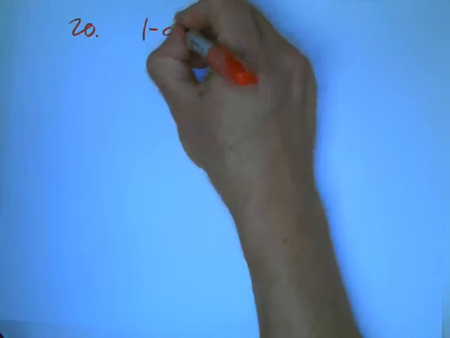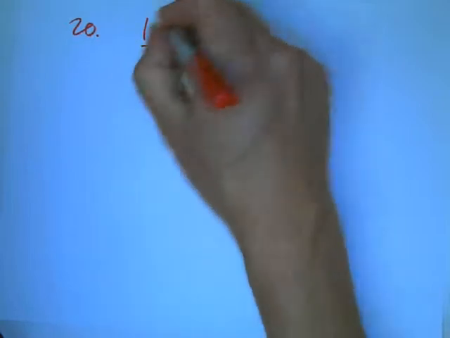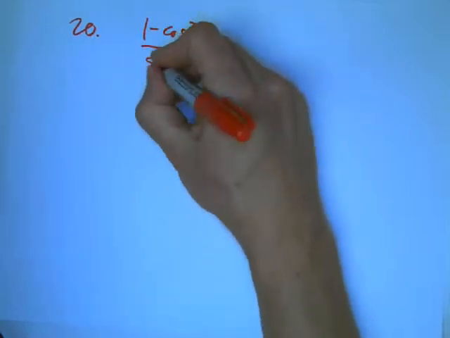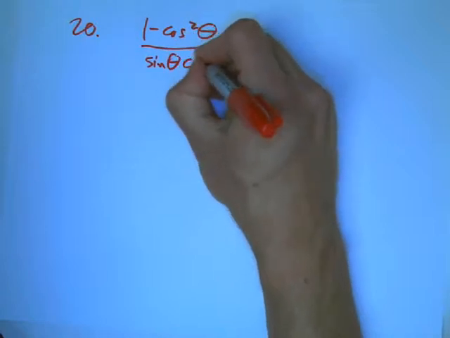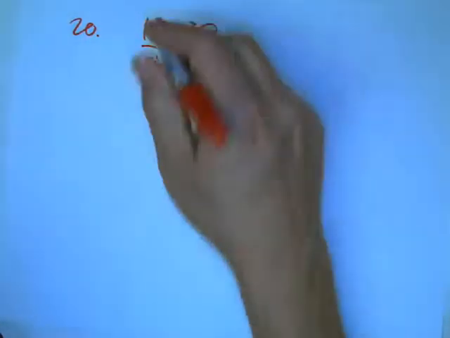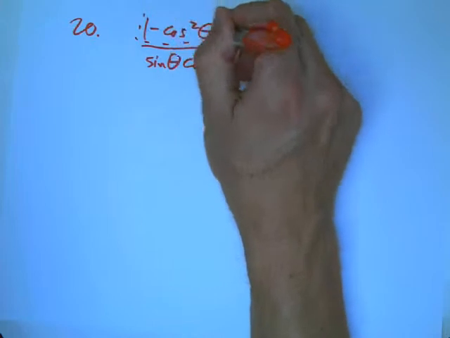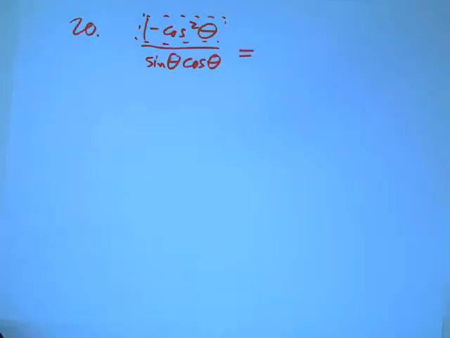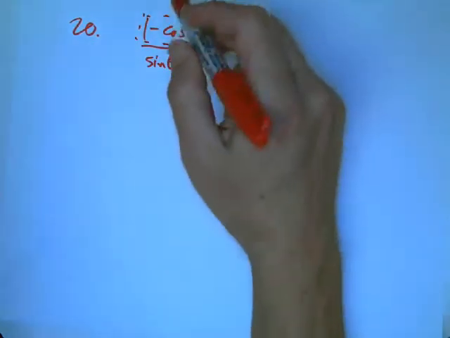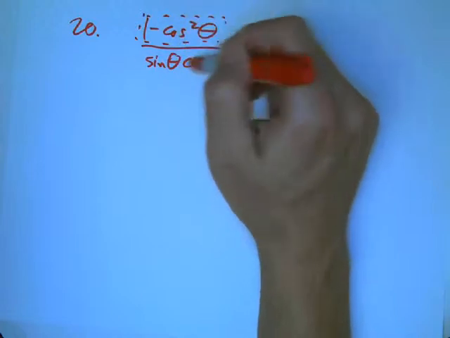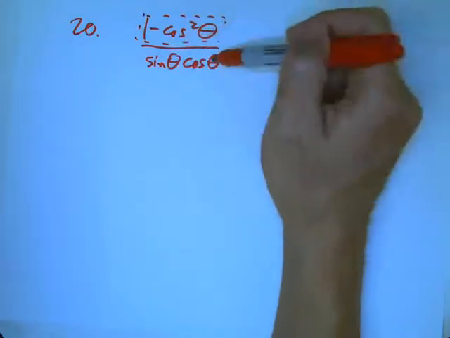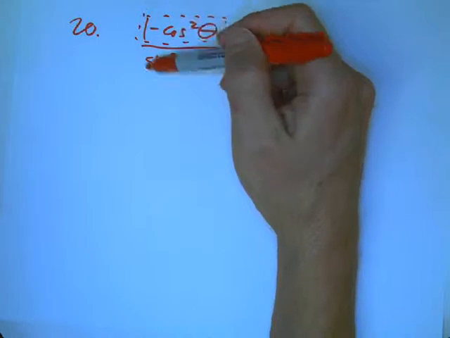Last one, number 20. Oh, very similar to what I just did, actually. 1 minus cosine squared theta over sine theta cosine theta. Again, it's a matter of recognizing this. So here, you really do have to be watching out for this.